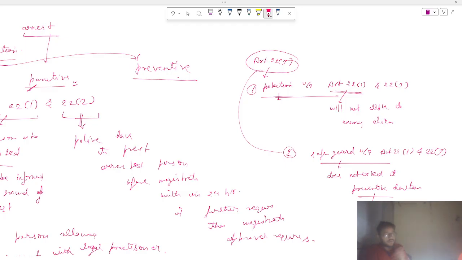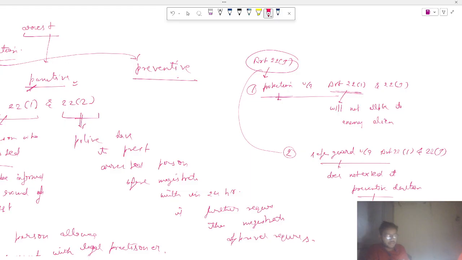So Article 22 clause 1 says that if you have arrested a person, then you have to tell him the ground on which you have arrested him. Second, the person has the right to consult a legal practitioner. Article 22 clause 2 says that police have to present the arrested person before the magistrate within 24 hours.